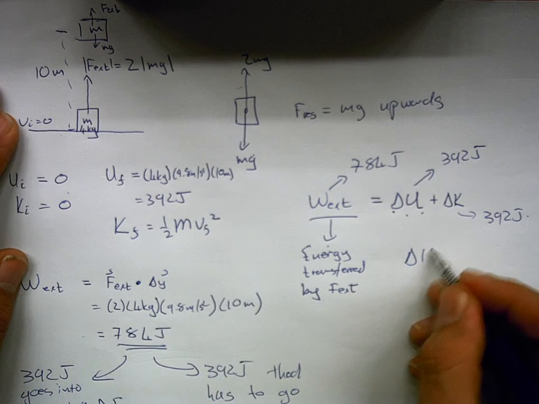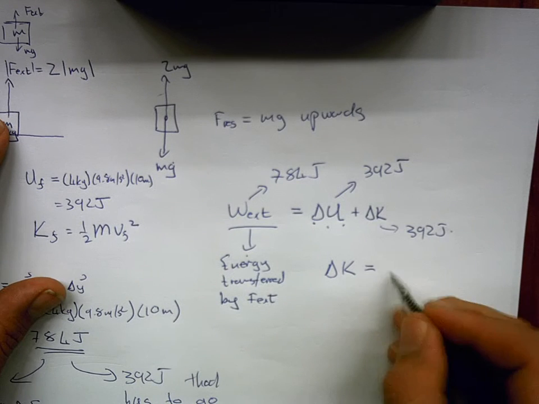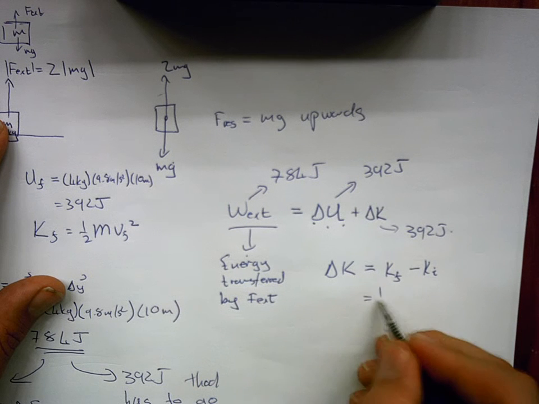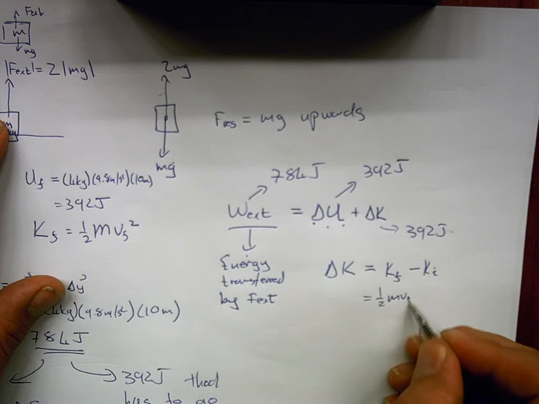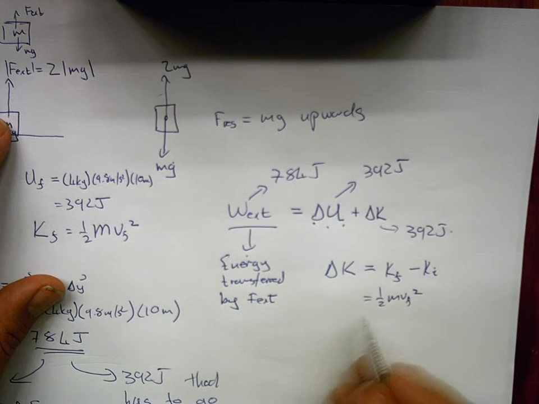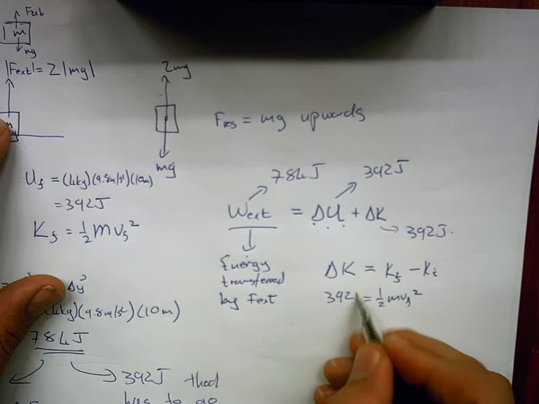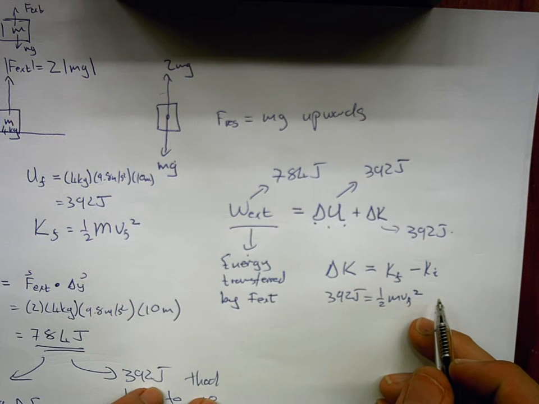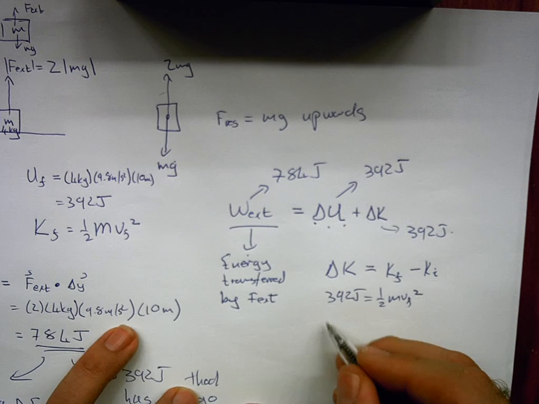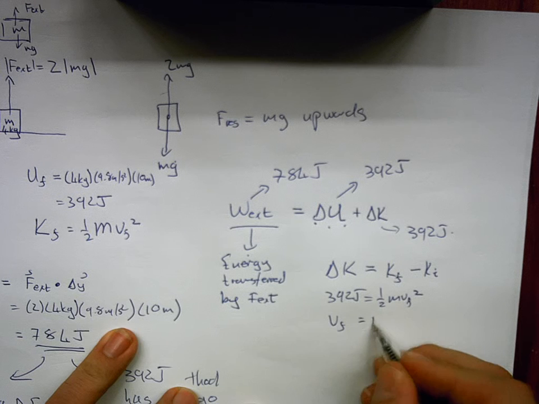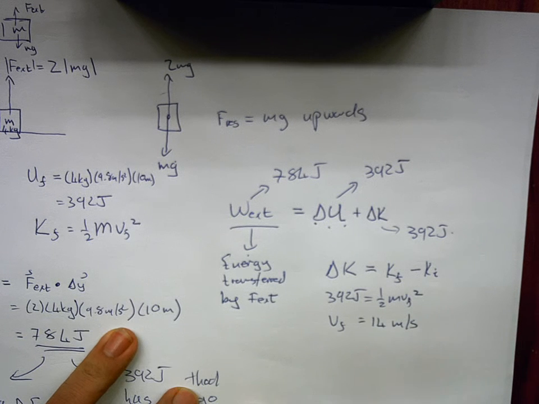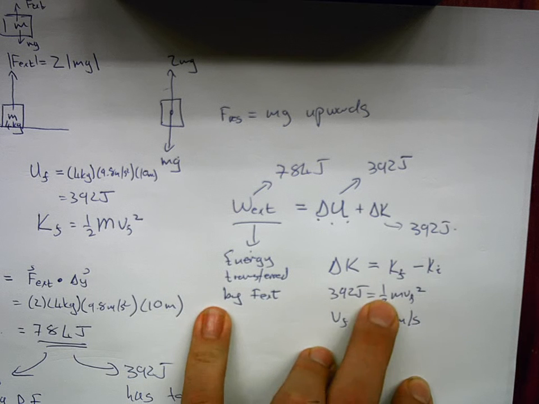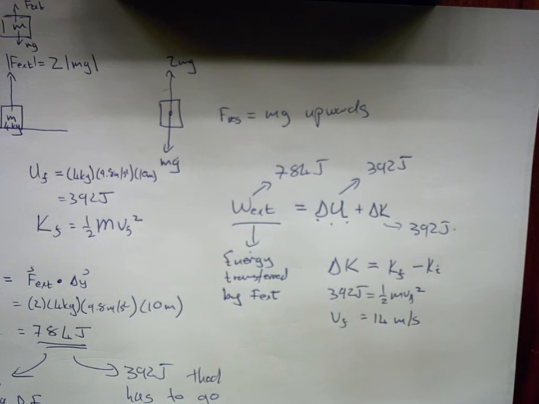Our change in kinetic energy is equal to what we end up with minus what we started out with. This is equal to a half m v final squared. So we know that 392 joules is equal to a half m v squared. If you substitute in the values, you get that the final velocity is equal to 14 meters per second. So if you just make the velocity the subject of this equation, substitute in all the values, you get this.